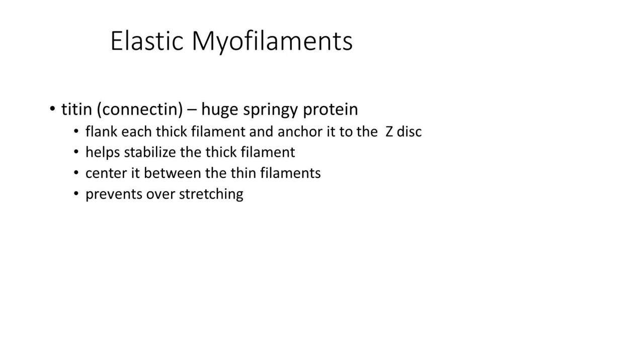Okay, you also have some elastic myofilaments, one of them being titin, which is a huge springy protein, and they flank each thick filament and anchor it to its Z disc. They help stabilize the thick filament, and they help center it between the thin filaments, and therefore they prevent overstretching.